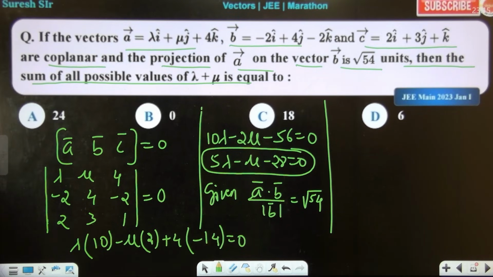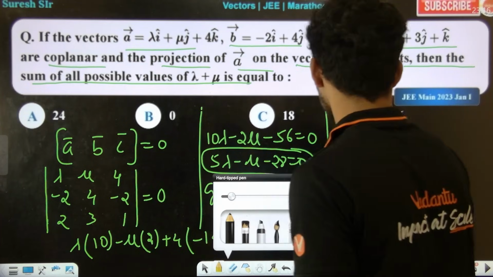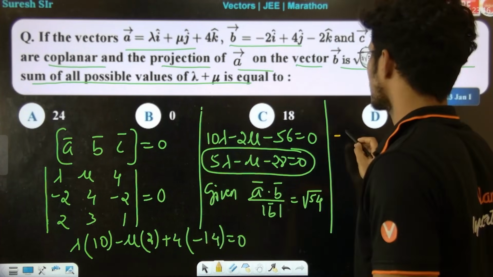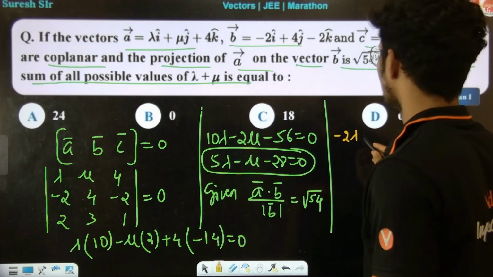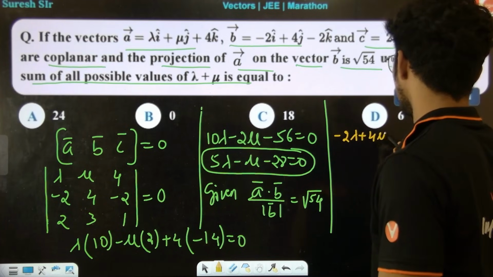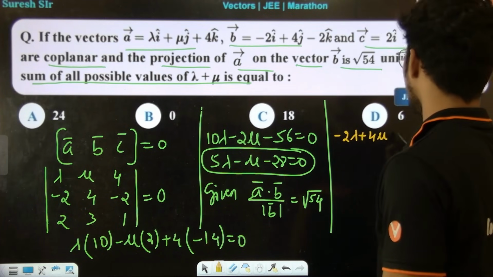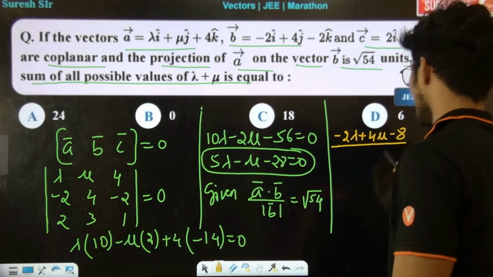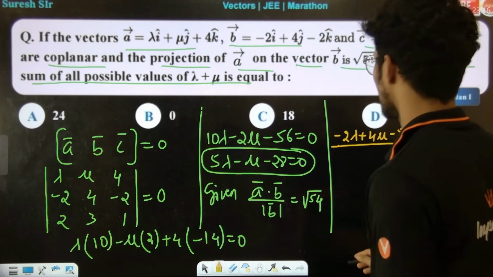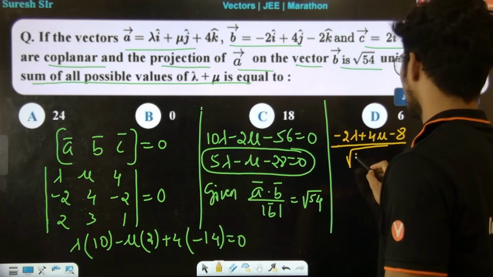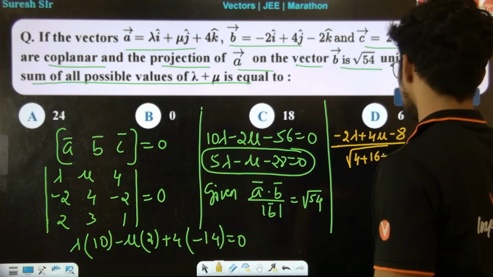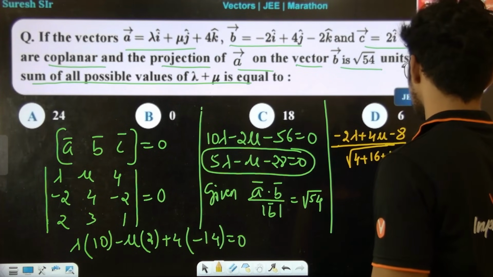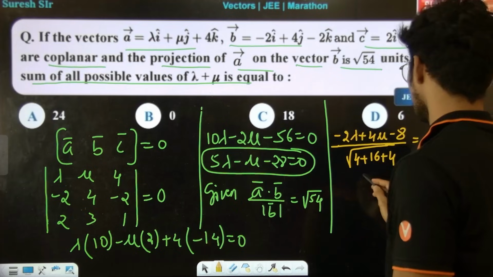So this is equal to root 54, sir. Now I'll do one thing, sir. What is A dot B? Tell me. Dot product of this: minus 2 lambda plus 4 mu minus 8, divided by magnitude of B. What is magnitude of B? Square root of 4 plus 16 plus 4. This is equal to root 54.